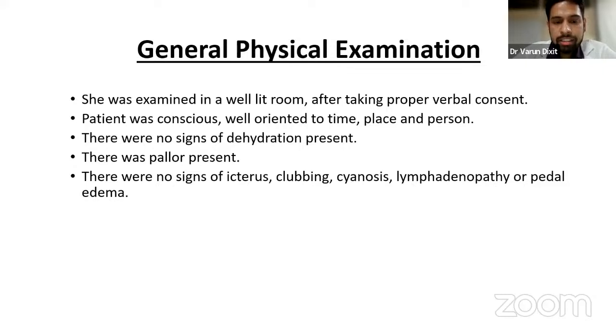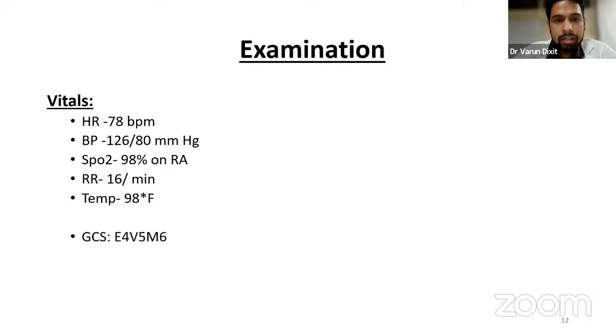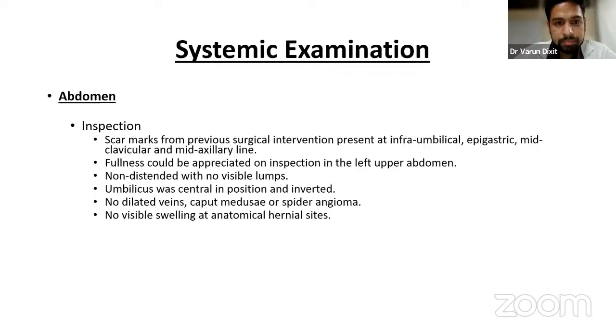There were no signs of icterus, clubbing, cyanosis, lymphadenopathy, or edema. At the time of examination, the patient was maintaining a heart rate of 78 beats per minute with a BP of 126 by 80 mm of mercury. She had an oxygen saturation of 98% on room air with a respiratory rate of 16 per minute. She was afebrile at the time of examination, and a GCS of E4, V5, M6 was present.